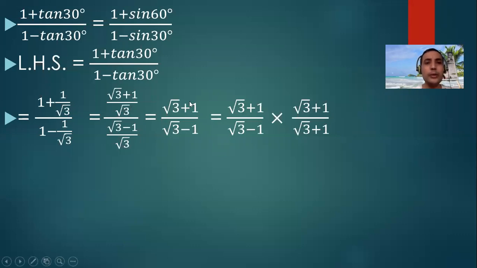Then students, √3 plus 1 is remaining, then √3 minus 1 is there, then √3 plus 1 by √3 minus 1 into √3 plus 1 by √3 plus 1. We have seen here in the denominator, to remove the root from the denominator, multiply with √3 plus 1, √3 plus 1. In the denominator you see √3 minus 1, to make a square minus b square in the denominator we need √3 plus 1, that is written here.